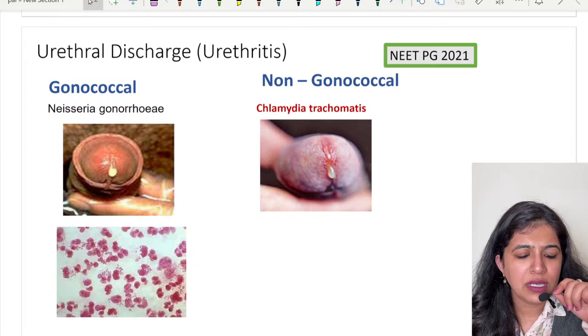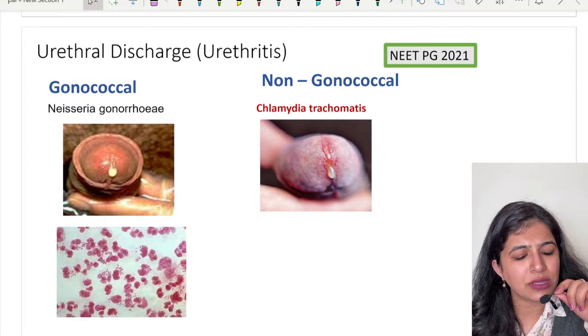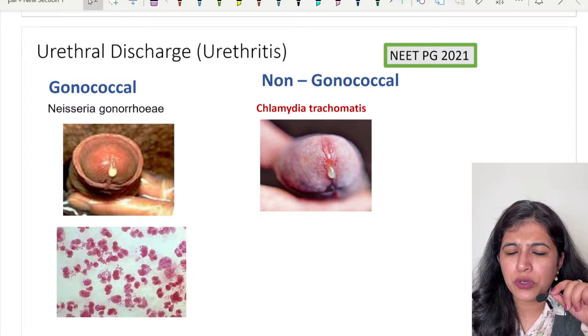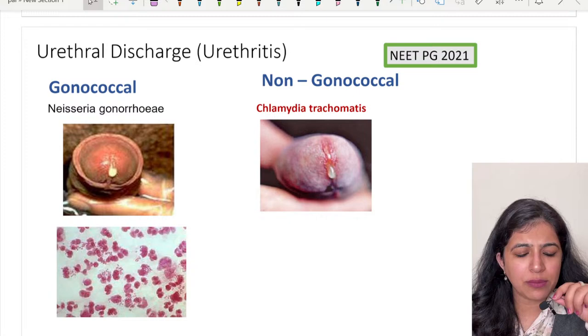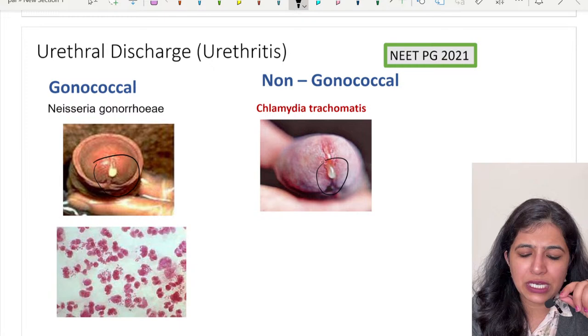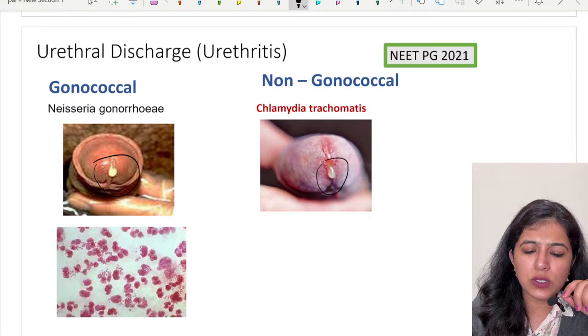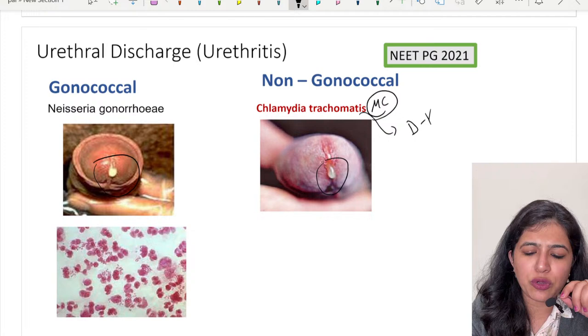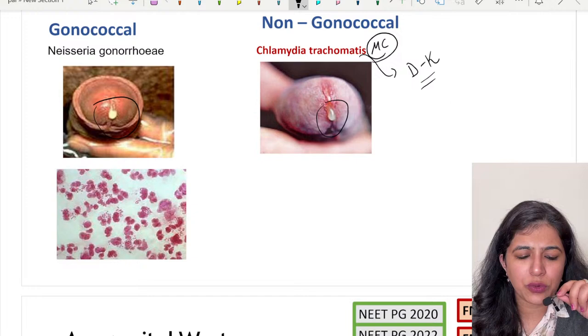Then we have urethral discharges, gonococcal and non-gonococcal. In gonococcal urethritis, you will see pus coming out of the urethra, while non-gonococcal urethritis will have a mucoid discharge. So when you get an image, you have to just look at the type of discharge coming out of the urethra. If it is yellow, that means it is gonococcal. If it is clear mucoid, it is non-gonococcal urethritis. The most common cause of non-gonococcal urethritis is Chlamydia trachomatis serotypes D to K.